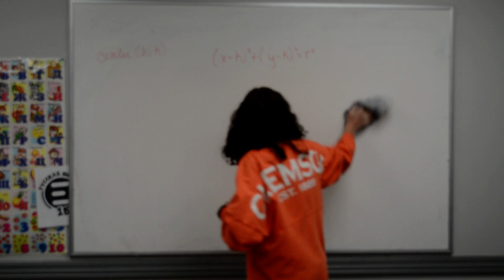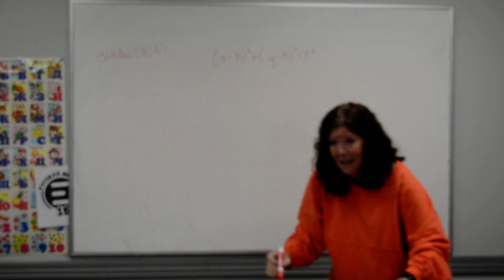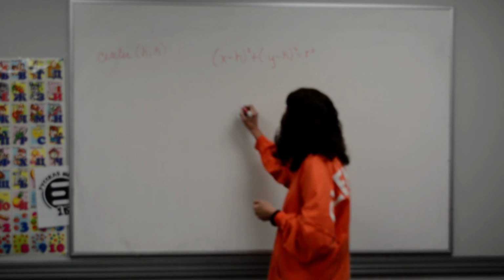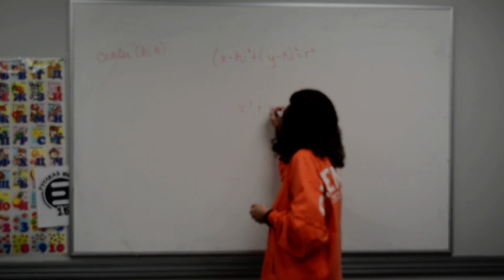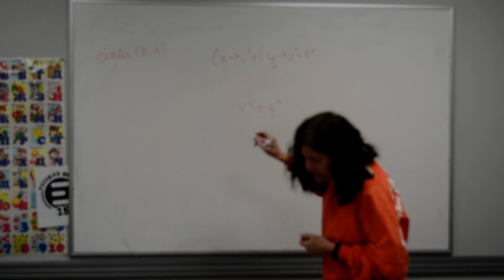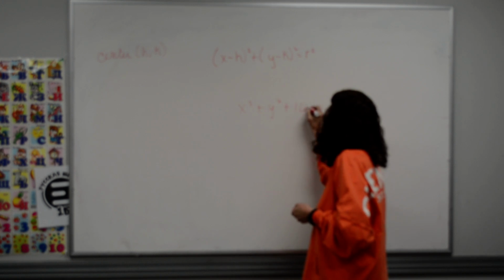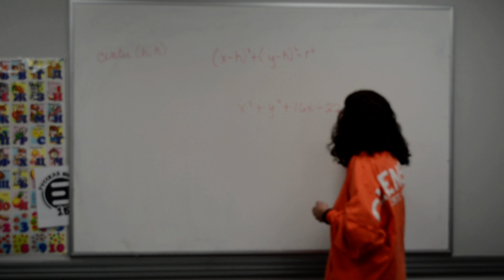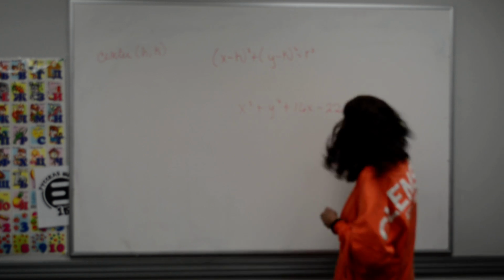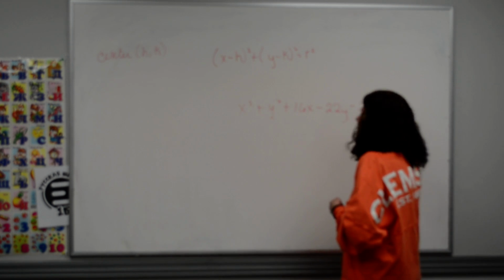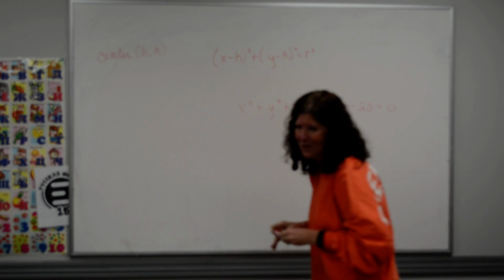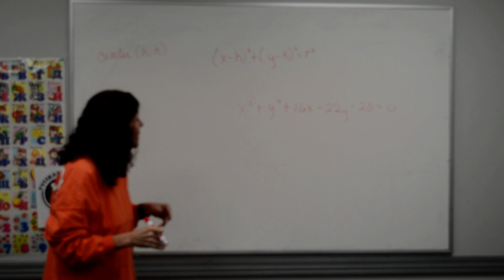The tedious part about this is putting it in the right form, and then they add some other complications. So look at this. x squared plus y squared plus 16x minus 22y minus 20 equals 0. Okay, that does not look like that. So that's what we have to do, is put it in that form.